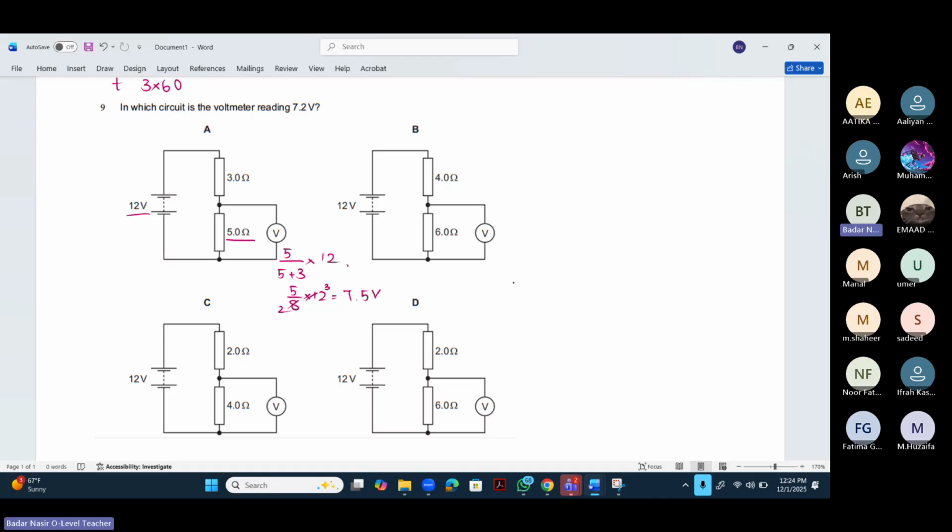If I have to find this one, then 6 divided by 6 plus 4 into total voltage, which is 12. 6 over 10 into 12. So that is going to be 6 6s are 36 over 5, 5 7s are 35, that is 7.2 volts. So the correct answer is B.